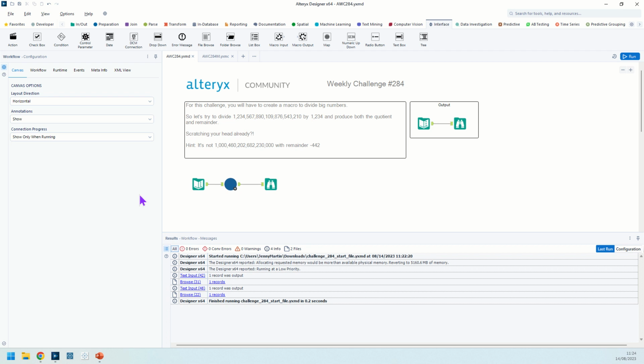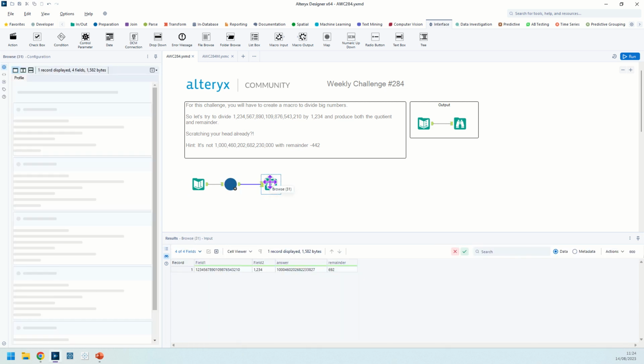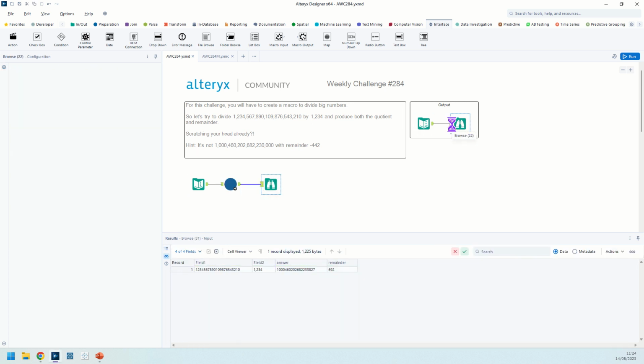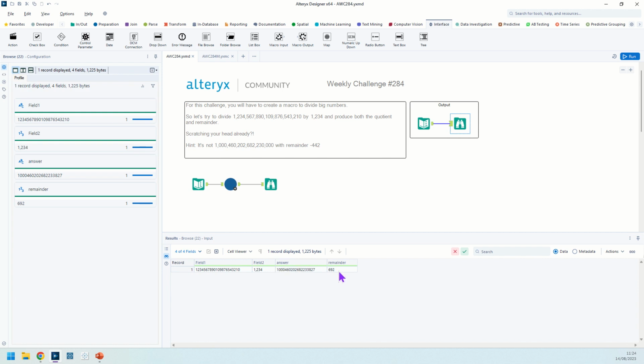This was a tricky Alteryx Weekly Challenge, and I love something to get my brain thinking in that way. So here's the macro that I've built. It matches the output here with the answer and the remainder, because if you try to be sneaky and turn field one into a double and then divide it by field two, you will not get the correct answer, as is already hinted here. So let's see how we can break it down instead.